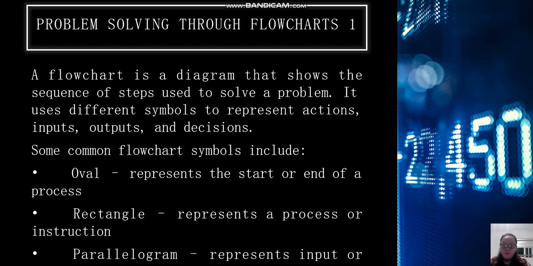For example, we can create a simple flowchart for adding two numbers. Steps of the flowchart. First, start. Second, input the first number. Third, input the second number. Fourth, add the two numbers. Fifth, display the result. Sixth, end. Now I will demonstrate a simple program that follows this flowchart.